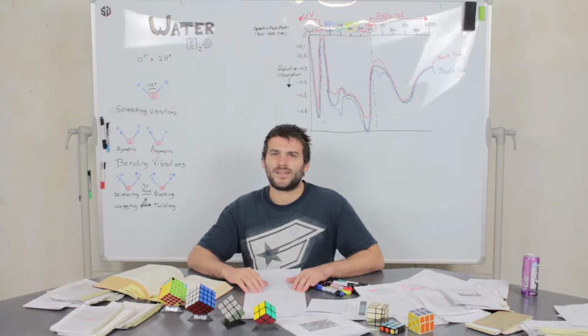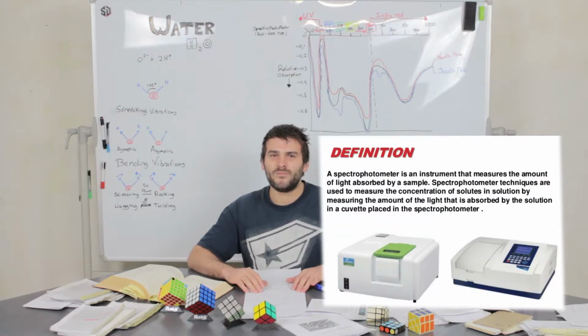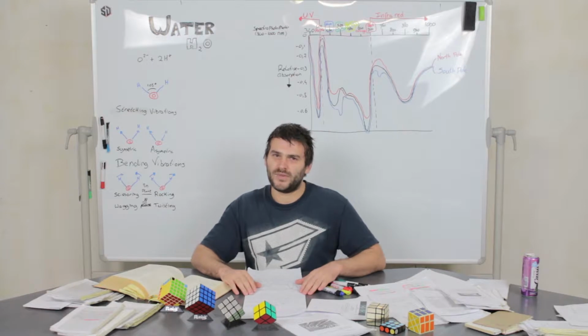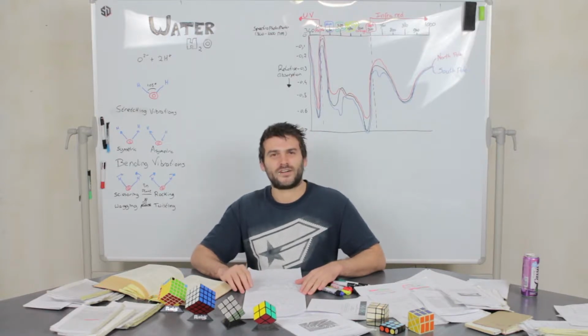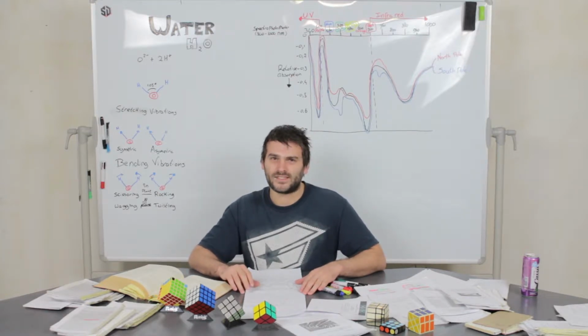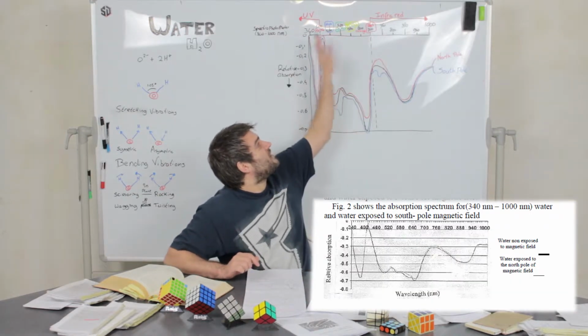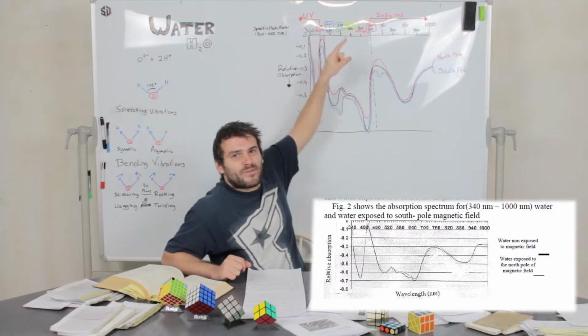For this experiment, they used a spectrophotometer, which is a machine that can check on different wavelengths of light. The spectrophotometer that they used was between 340 nanometers and 1000 nanometers. The conclusion they made, which I have drawn here, we're talking about light. So let me explain a little bit.